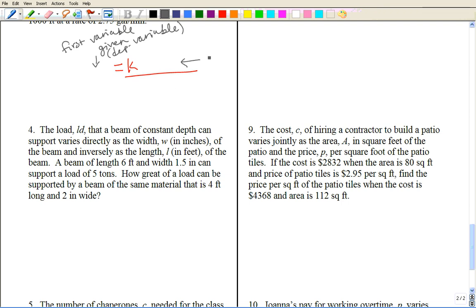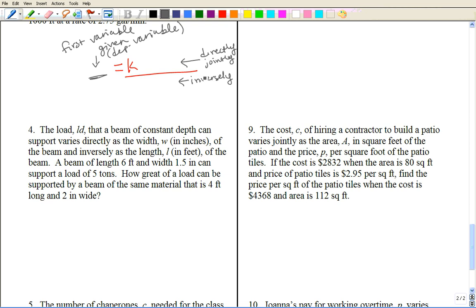And then remember, anything that says directly or jointly, those variables will go on the top, and anything that says inversely, those variables go on the bottom. So you see, you don't really have to memorize all 4 setups from the previous page. If you just remember that this is always your first variable right here, and then you have equals k, direct and joint on the top and inverse on the bottom, then you've got all 4 memorized and you don't have to worry about it. Okay, so let's look at number 4.